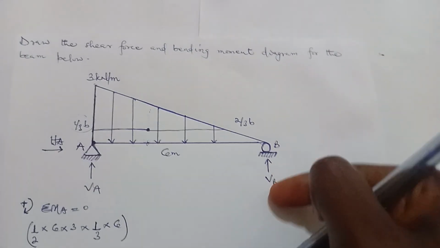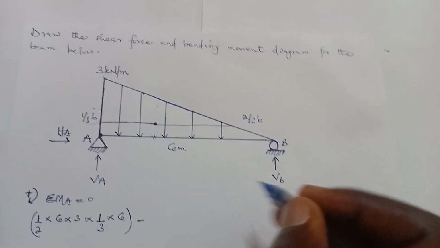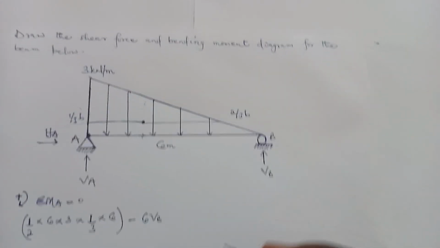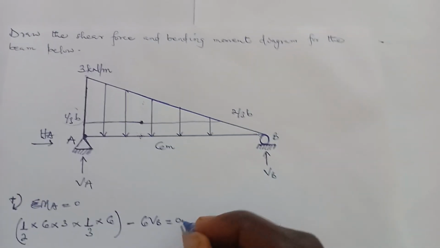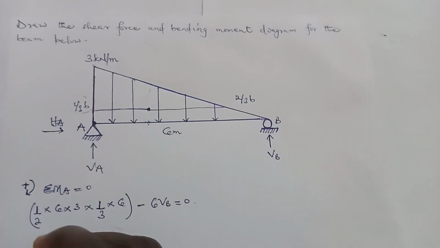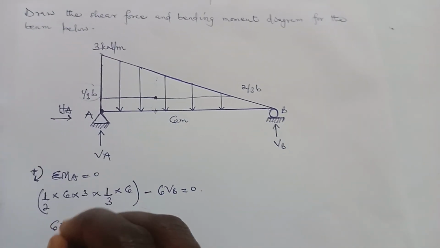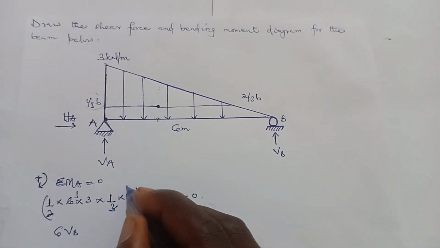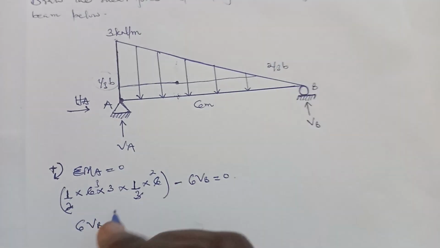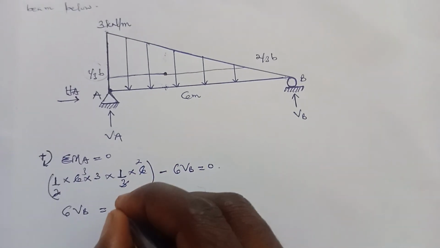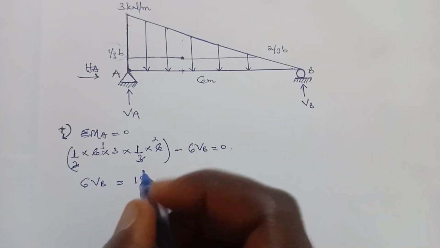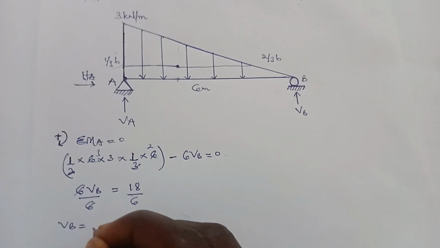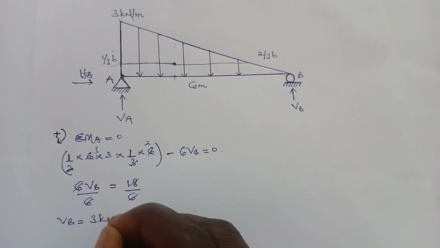So that's clockwise. VB will cause an anti-clockwise moment, so it will be minus VB times the perpendicular distance, which is 6. So these are the only forces causing moments, and we equate it to 0. So we'll make VB the subject. So let's send 6VB to the right side. So when we solve this, we are going to get 18. So to find VB, we'll divide through by 6. So finally, VB is equal to 3 kilonewton.